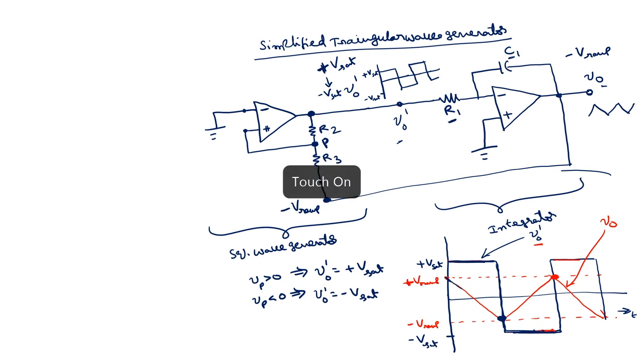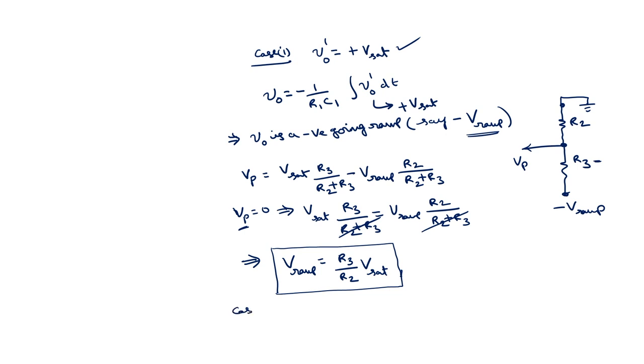Now, the second case is that V0 dash becomes minus Vsat. So, whenever this output V0 discharges to a value which is slightly more than this V ramp, at that time V0 dash becomes minus Vsat. Now, what is V0? Minus 1 by R1 C1 integral of minus Vsat dt. So this minus minus becomes plus. As a result, this is a positive going ramp.